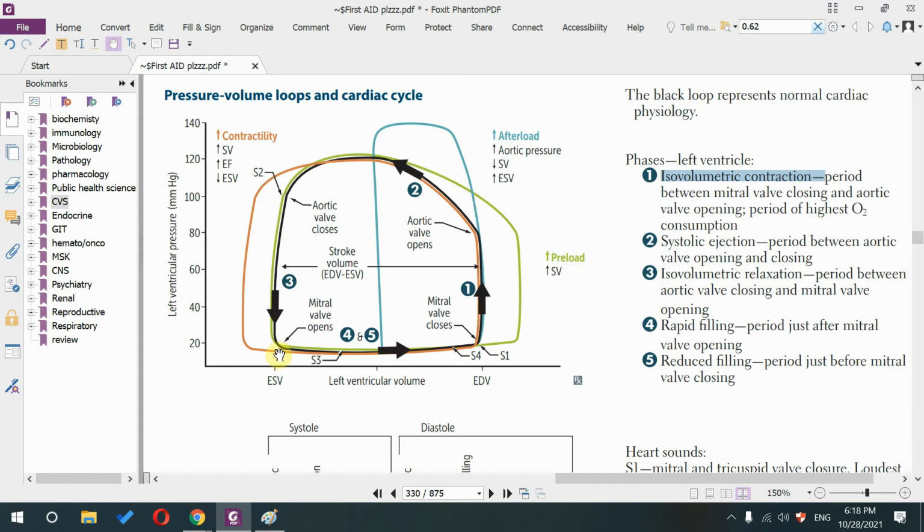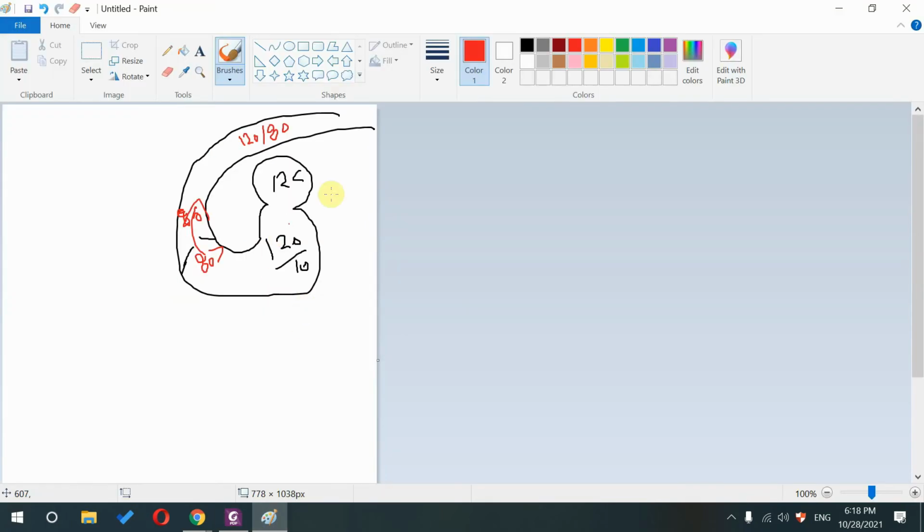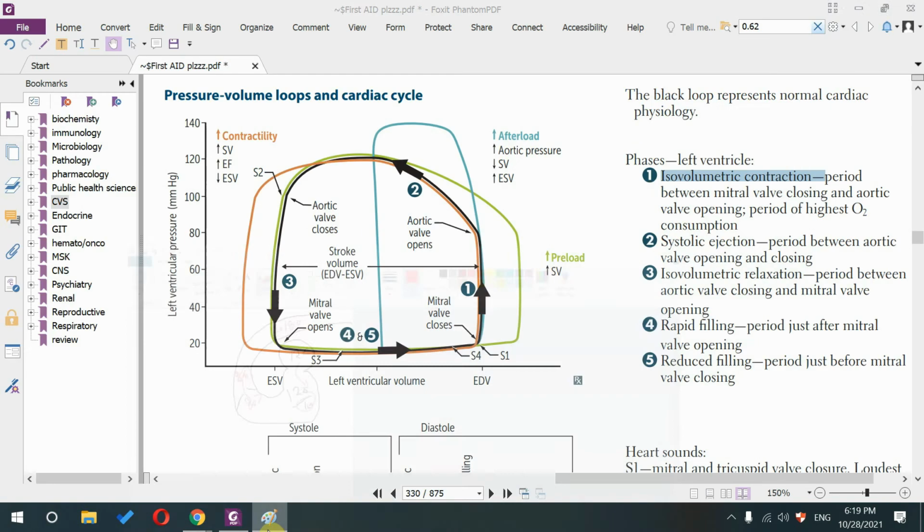When it reaches this point, it's less than 20, guys. It's actually less than 10. When it's less than 10, let's go back to the graph. The pressure moves from your left atrium down to your left ventricle, because here it's 12 and during diastole here it's 10. So the pressure just goes with the gradient, guys. So the mitral valve has opened, and now we have the filling process.